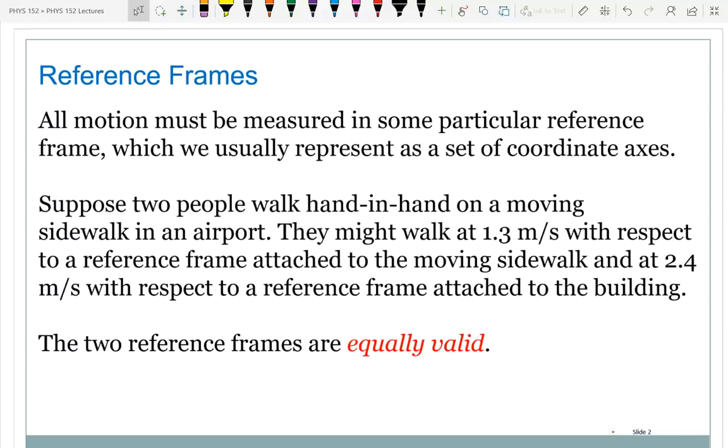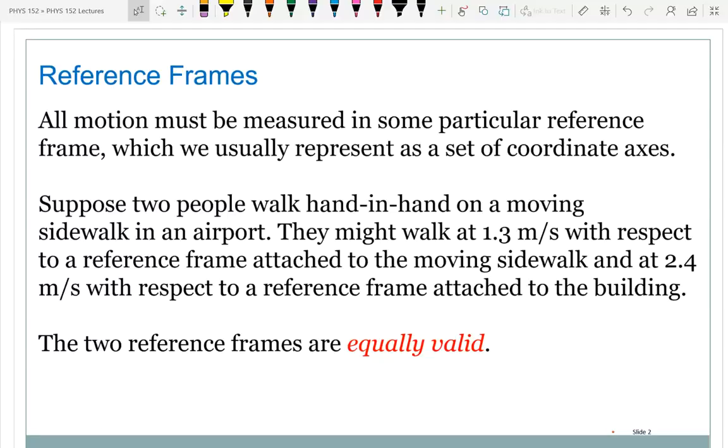The sidewalk's moving at 2.4 meters per second, and you're moving at 1.3 meters per second with respect to it, so you'd have 3.7 meters per second. That's what relativity is all about. Who's right in that case? They're both right. The person on the sidewalk says, with respect to this moving sidewalk, you're moving 1.3 meters per second. The person standing off the moving sidewalk says, with respect to the airport, you're moving at 3.7 meters per second. And they're both correct. There's no contradiction. And so Galileo understood that very simply.